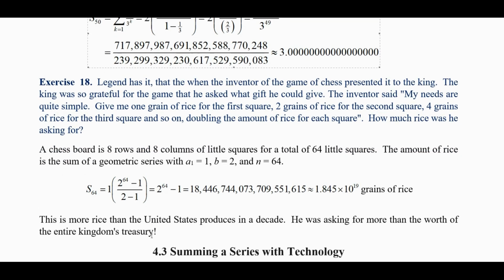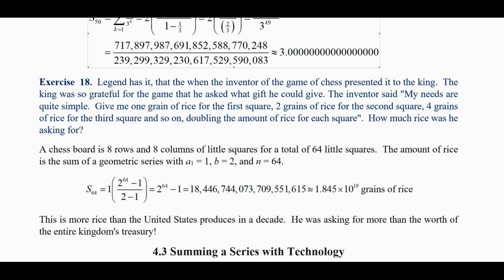Well, a chessboard is 8 by 8, 8 rows and 8 columns of little squares, and we're just talking about the little squares, for a total of 64 little squares. So the amount of rice is the sum of a geometric series, with A1 is 1, B is 2, and n equals 64. So it's 1 plus 2 plus 4 plus 8 plus 16 plus 32, and so forth. All right, well, the first term is 1. There are 64 terms, so that's 2 to the 64th, then minus 1, over the base of 2 minus 1. 2 minus 1 is 1, so it's just 2 to the 64th minus 1.